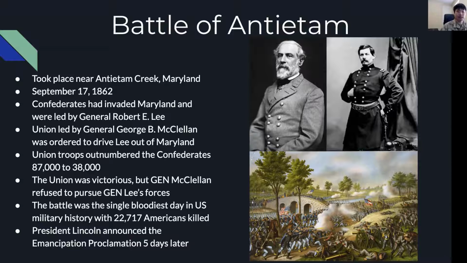The Battle of Antietam was the single bloodiest day of U.S. military history because 22,717 Americans were killed during this battle on both sides. So between both the Union and the Confederate troops, 22,717 were killed. 5 days after the Battle of Antietam, President Lincoln announced the Emancipation Proclamation, effectively freeing the slaves that were in the areas controlled by the South. So that's going to come into a little bit more detail later. Next slide, please, sir.